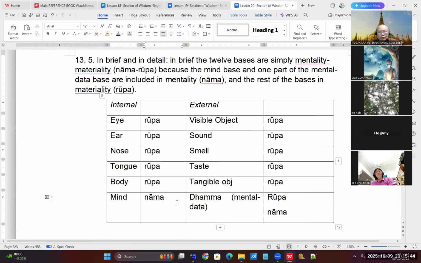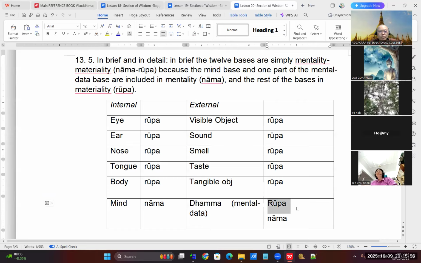Then Rupa, which one? Okay, you write here Rupa. You're talking about this Rupa, right? Yes. So you have eye, ear, nose. You have 28 Rupas. So 28 Rupas, you minus this one. How much remains? 28 minus 10, you get 18, right? Yeah, that's all. Okay.